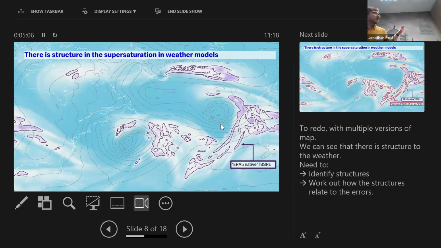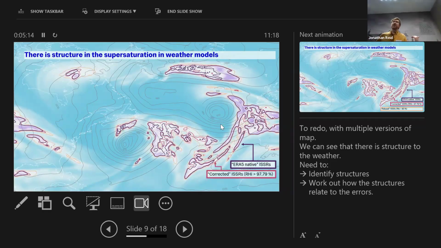And that gives us these contours that you get there, but we're also motivated by the lack of high ice supersaturated values, and we set a lower threshold as well. So this 97.97 threshold is the threshold that we reach if we want to match the occurrence rate of ice supersaturation. That's what we call a humidity correction threshold.